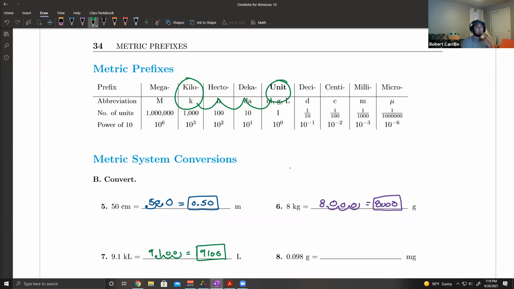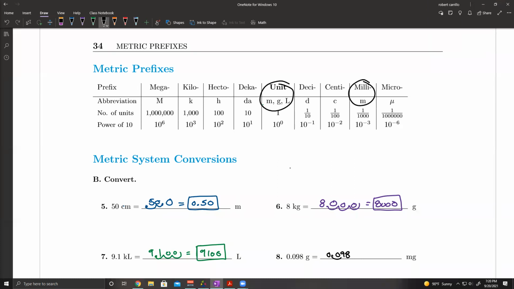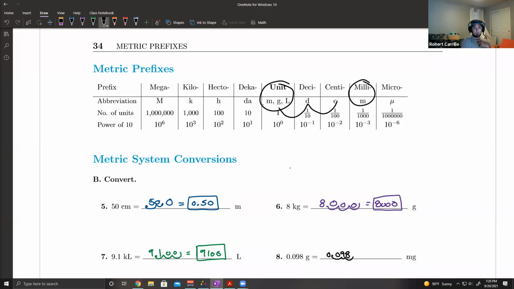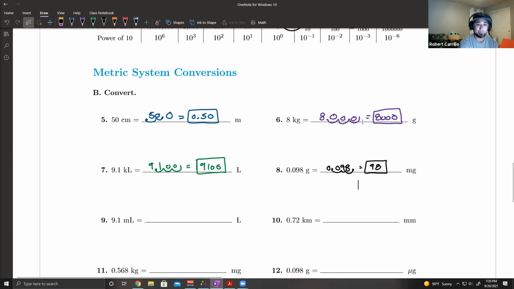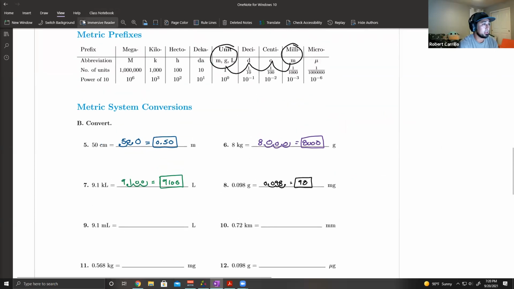Okay. And then number 8. We have 0.098 grams, and we want to go to milligrams. So we're at grams, and we want to go to milligrams. I'll write this out. 0.098. And how many places are we moving that decimal over? 3 to the left. 1, 2, 3, right? We're going from grams to milligrams. So we will get 98 milligrams. All right. Everybody good so far? See if I can zoom out on this a bit. All right. Not bad. Nothing crazy yet, right?